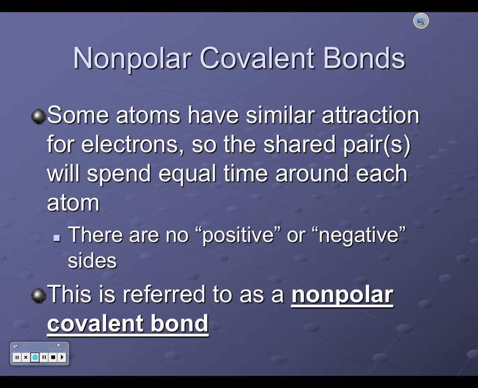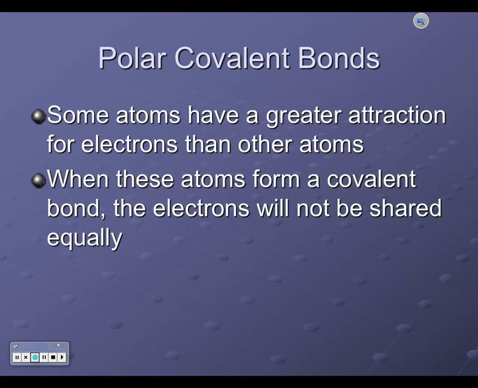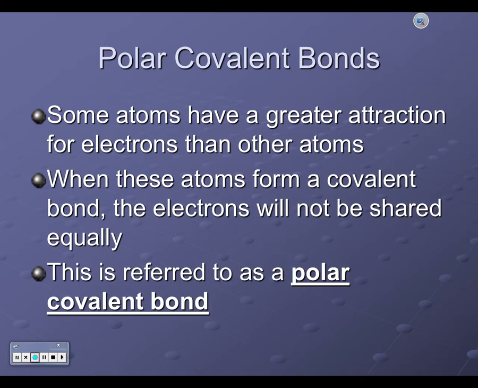So let's now talk about polar bonds. Some atoms have a greater attraction for electrons than other atoms. We could say that they have a greater what? Electronegativity. And when these atoms form covalent bonds, electrons will not be shared evenly. And when that's the case, we refer to this as a polar covalent bond.